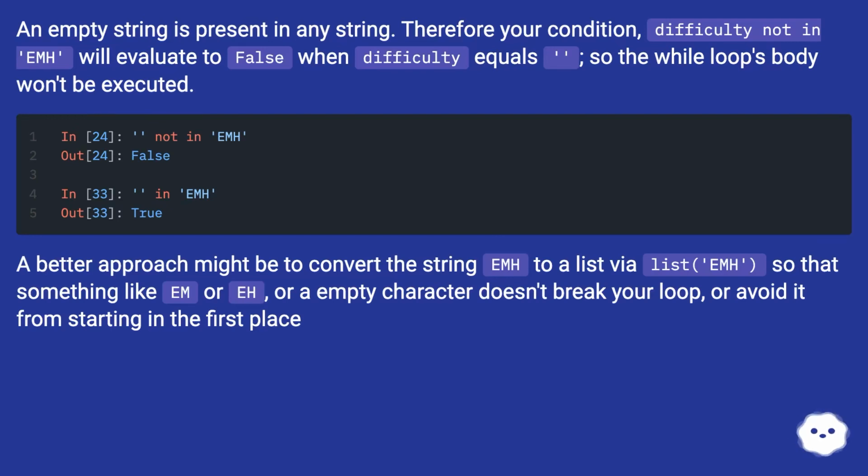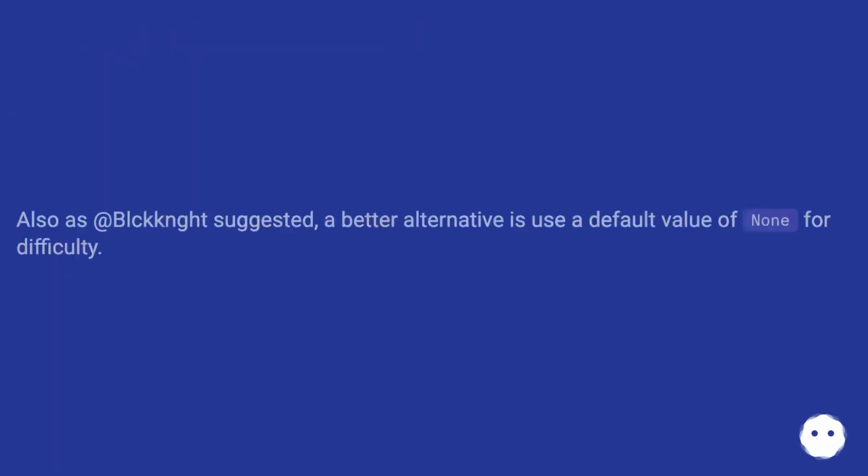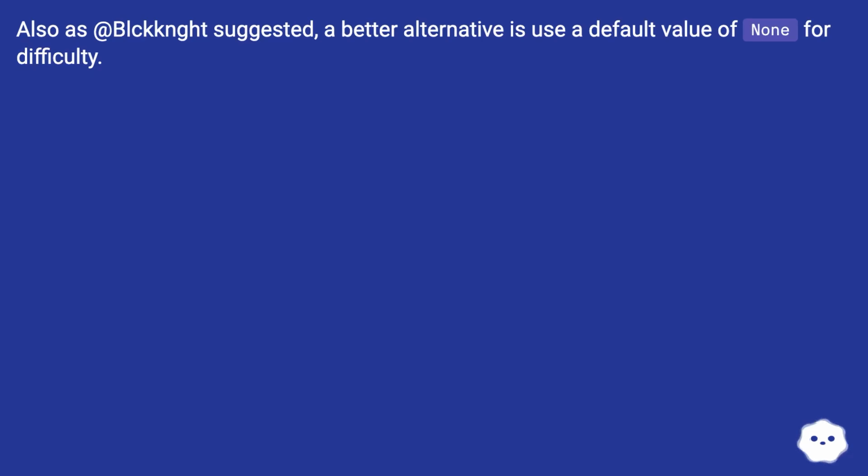A better approach might be to convert the string into a list via list, so that something like m or a, or an empty character doesn't break your loop, or avoid it from starting in the first place. Also, as BLCKKNGHD suggested, a better alternative is to use a default value of None for difficulty.